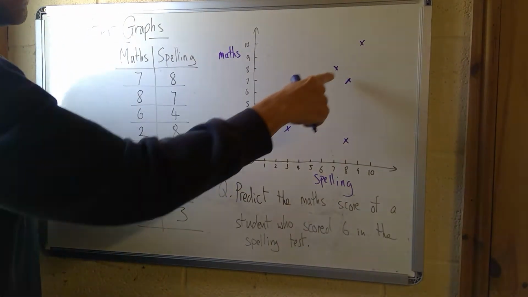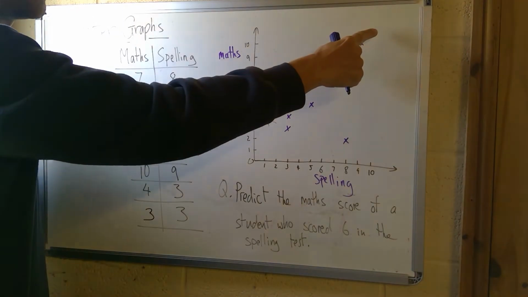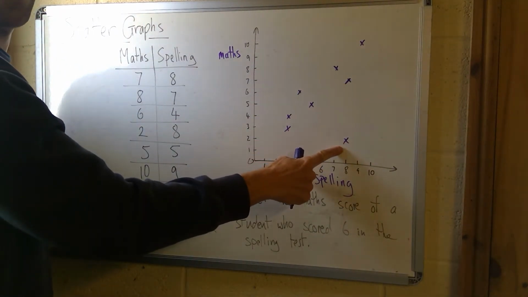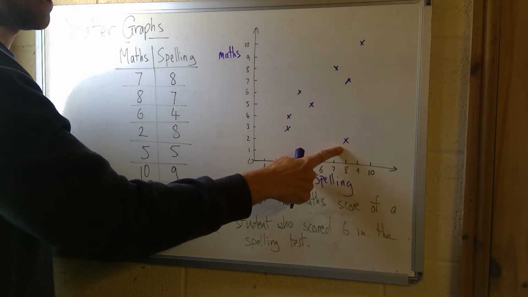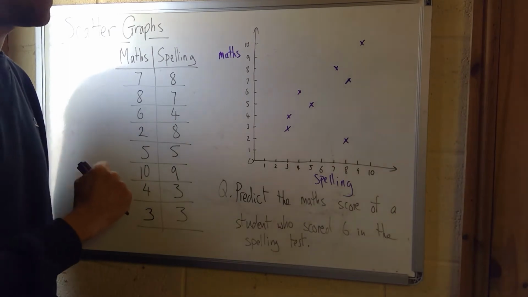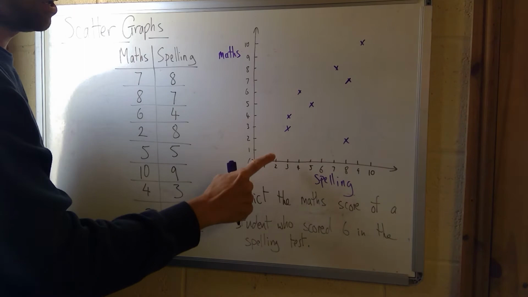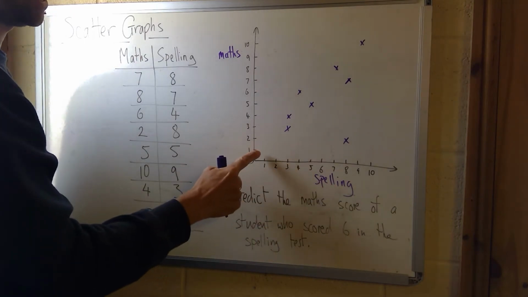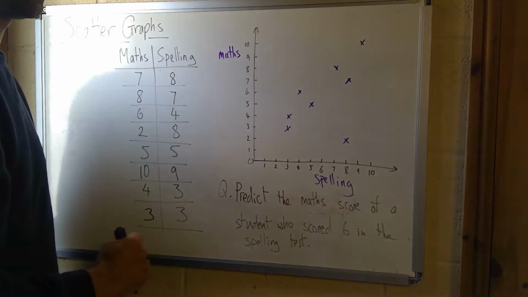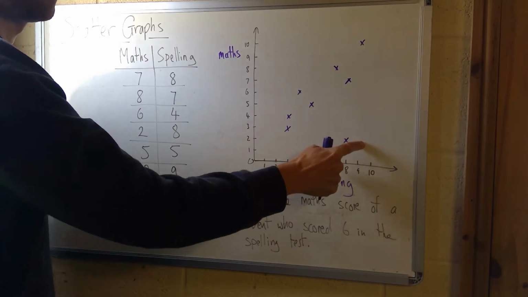And hopefully you can see on the graph that we've got a little bit of a pattern here, and we call that correlation. And because there's a relatively strong pattern here, although this person doesn't quite fit, and you might always get people who don't quite fit the pattern, it's not a perfect pattern, but it's fairly strong. We call this positive correlation because as the spelling score increases, the maths score increases too.